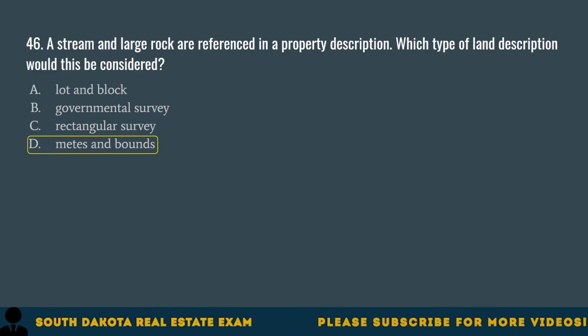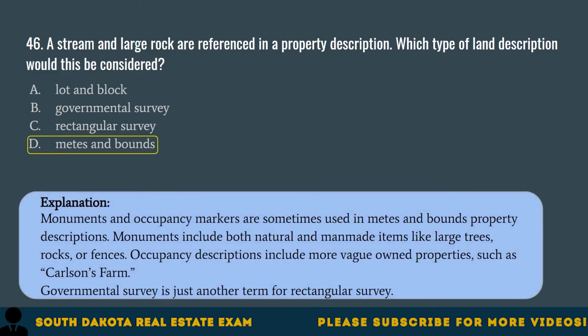Metes and bounds. Monuments and occupancy markers are sometimes used in metes and bounds property descriptions. Monuments include both natural and man-made items like large trees, rocks, or fences. Occupancy descriptions include more vague owned properties such as Carlson's Farm. Governmental survey is just another term for rectangular survey.